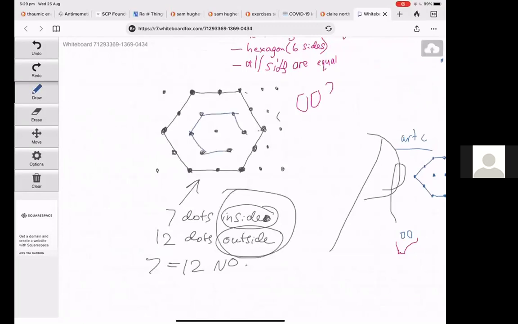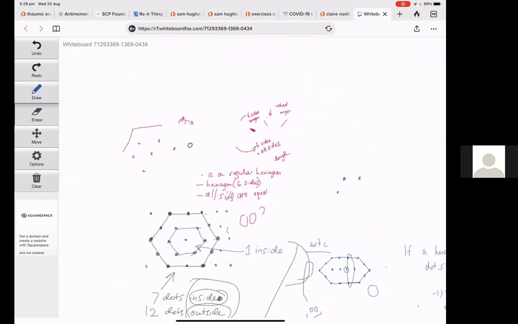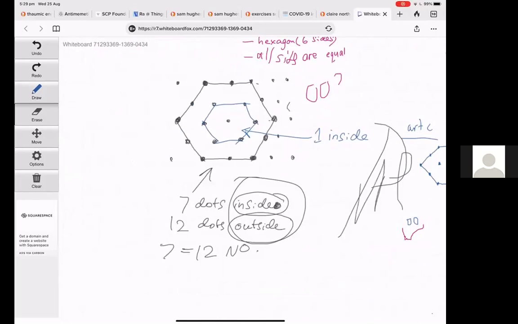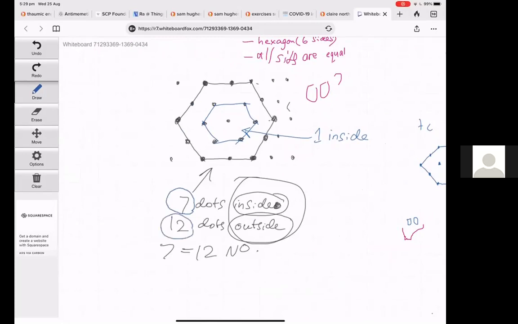How many dots are there on the inside? 1. So if we stretch it, there will be 3 more on the outside. But we're not allowed to stretch it, because the question said for a regular hexagon. The question's asking only about regular hexagons, and it says for a regular hexagon, how come we can never have the number of dots on the inside equal to the number of dots on the outside? That's what the question says.